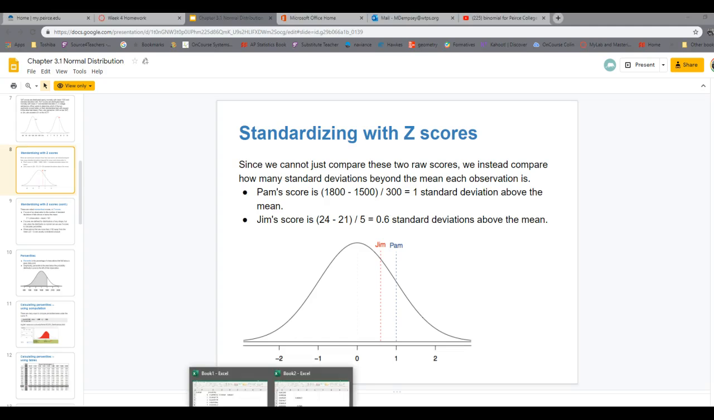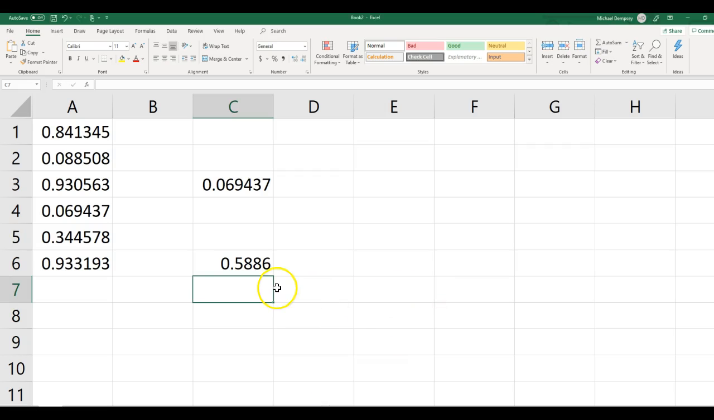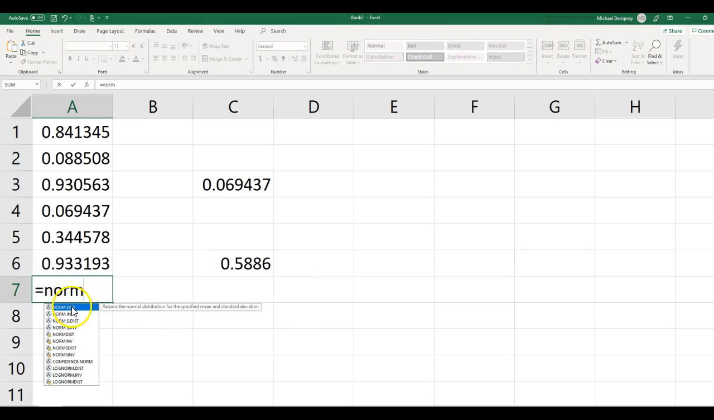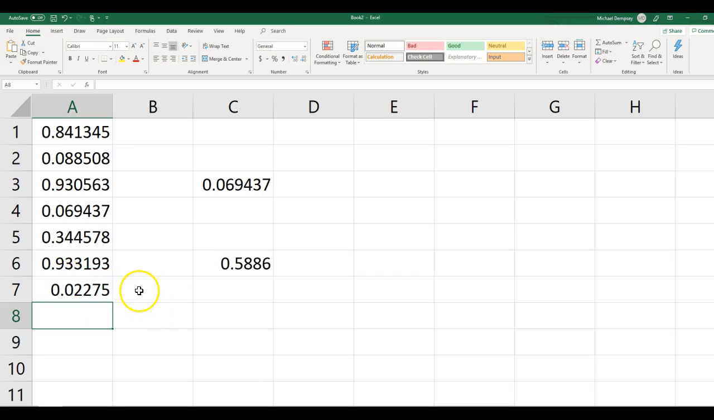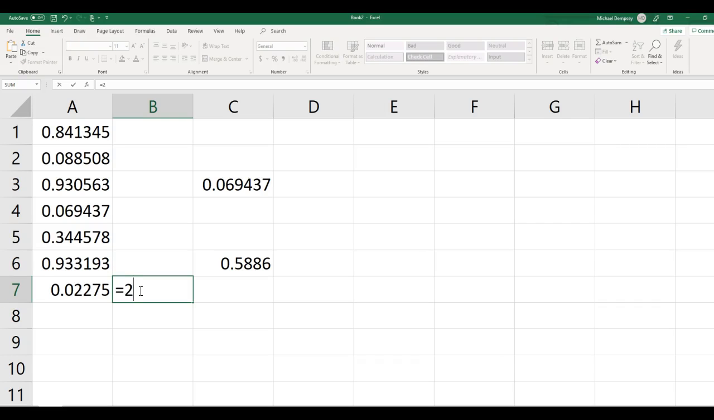Okay, so to get that area that's less than negative 2 is going to be really easy. We go equals norm.dist, and we have negative 2, 0, 1, and we want true. But remember, I have to double this, okay? So 2 times that guy, 0.0455.